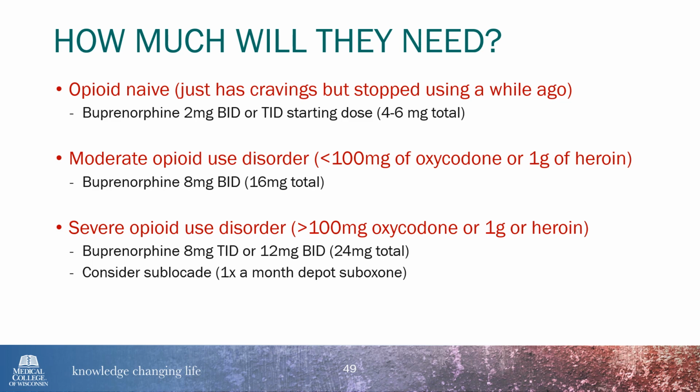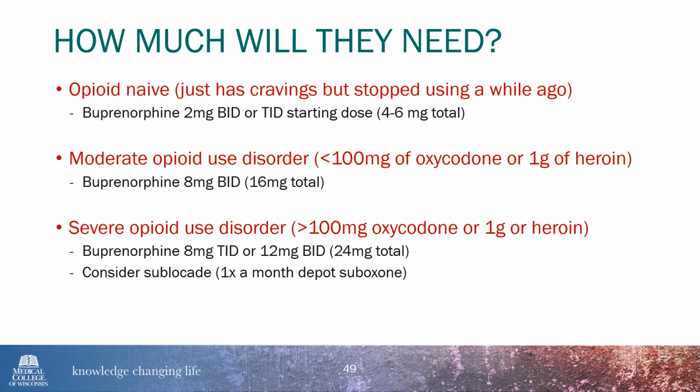A question I frequently get when I'm doing induction is, how much do I think that this person needs? How much buprenorphine is this person going to require? Well, if someone is not in withdrawal, but they still want bupe in order to help control their symptoms, they should start with low dose. So buprenorphine 2 milligrams twice a day or 3 times a day, 4 to 6 milligrams a day total. And then you can just titrate to effect. You can just slowly increase the dose based on how they're experiencing cravings or pain, if that's what you're using it for.